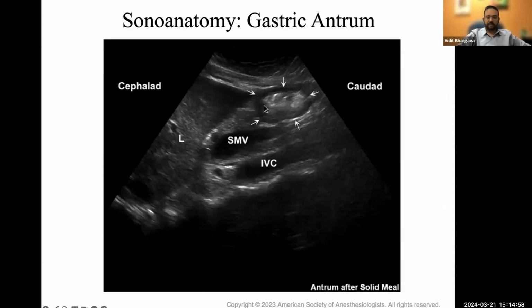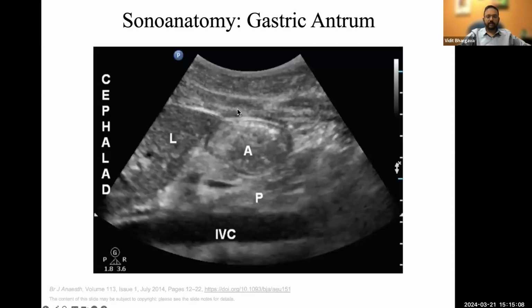Here's another picture of the gastric antrum, this time with a solid meal, and it looks a little bit more well-formed and identifiable here. Another picture where the patient's gastric antrum is distended from a solid meal.